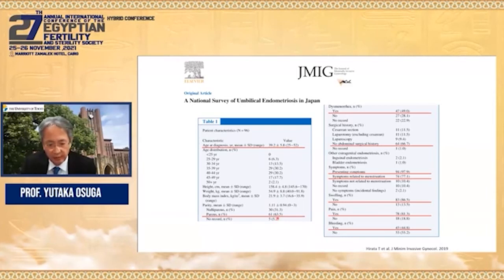And look at here, more than 60% are parous, and around a half complained of dysmenorrhea. 66% of patients had no history of abdominal surgery, suggesting that the umbilicus is a primary lesion. Nearly all patients had local symptoms. Symptoms were related to menstruation in 77%, and swelling at the lesion was observed in 86%, pain in 81%, and bleeding in 44%.